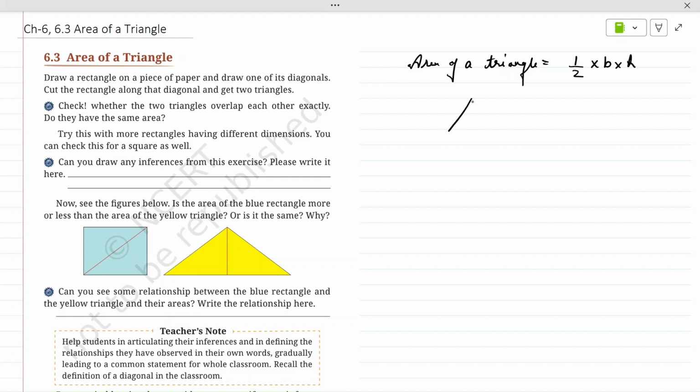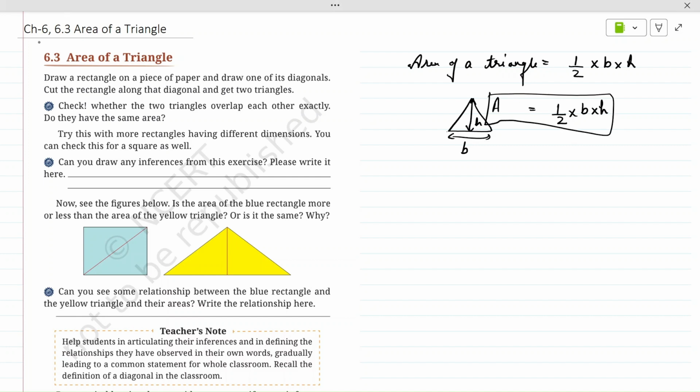That means if we have any triangle here, where this one is the base of the triangle represented with B and this is the height of the triangle, the area is half multiplied by the base and then the height of a triangle. Okay, so this is how we write the area of a triangle.